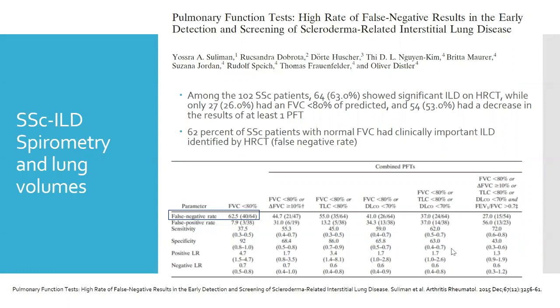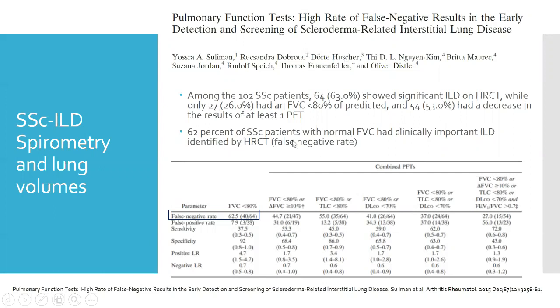What they looked at was 102 scleroderma patients who came in, of which 64 patients had ILD on high resolution CAT scan, but only 27 had an FVC of less than 80%, and only about half had a decrease in any one of the PFTs. So either a low FVC less than 80%, a decrease in FVC of more than 10%, a total lung capacity less than 80%, or a diffusion capacity less than 70. Only about half the patients had any one of these, and only about a quarter had a low FVC, which is typically seen as one of the most important tests that we do.